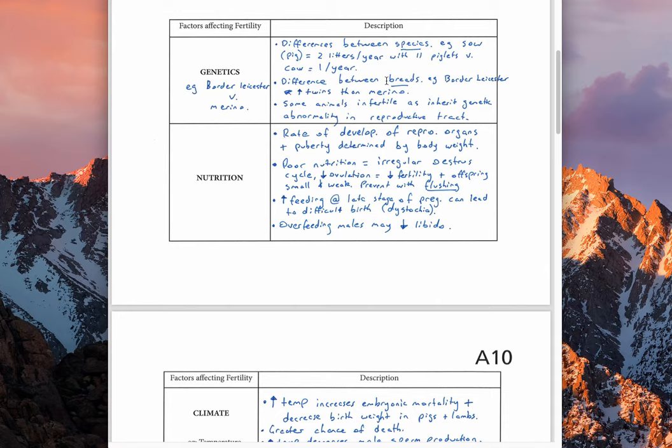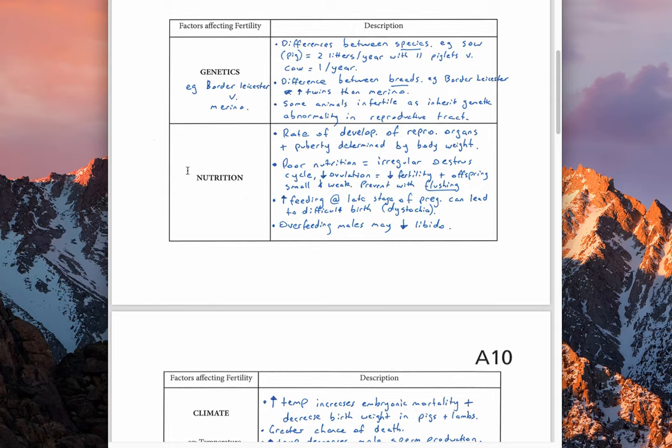There's also a difference between breeds. As I wrote here, the Border Leicester sheep has a much higher chance of twins than a Merino ewe. So that is another difference in genetics and how genetics limits fertility. Merinos are a little bit less fertile than Border Leicesters. Also, some animals are infertile because they inherit some kind of genetic abnormality, and that could be in the reproductive tract, or in the endocrine system, so they might not be able to produce the required hormones for their reproductive system to function properly.